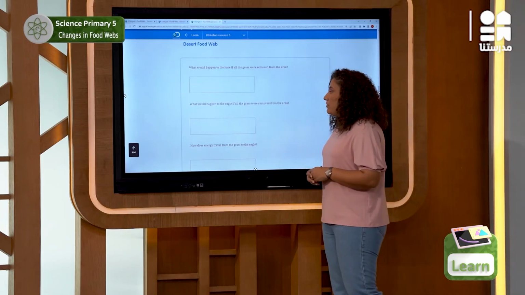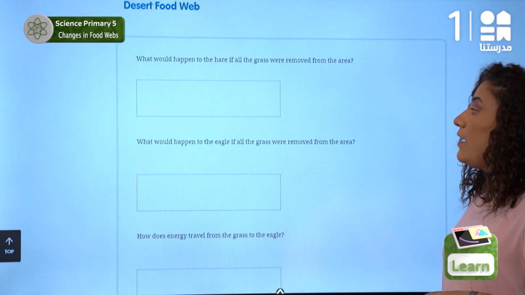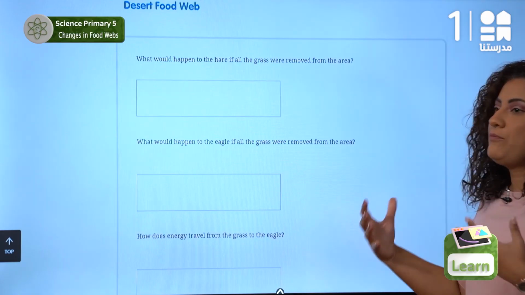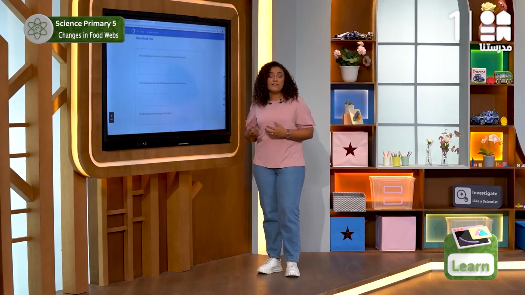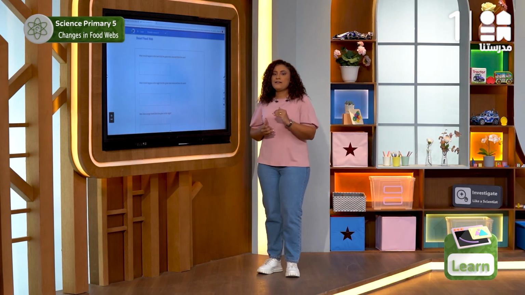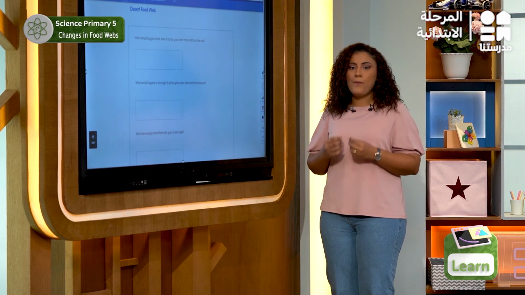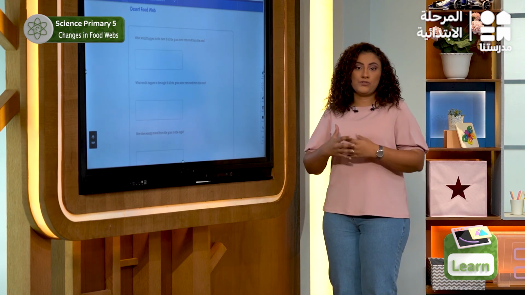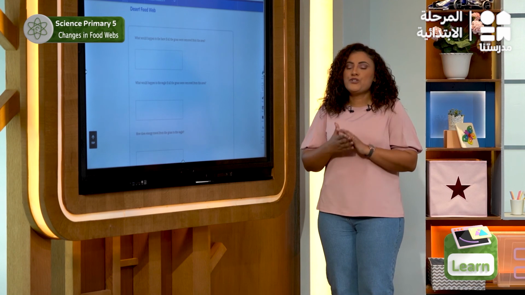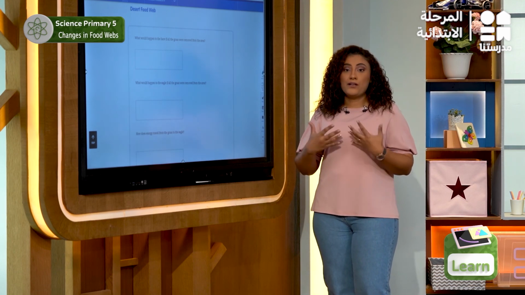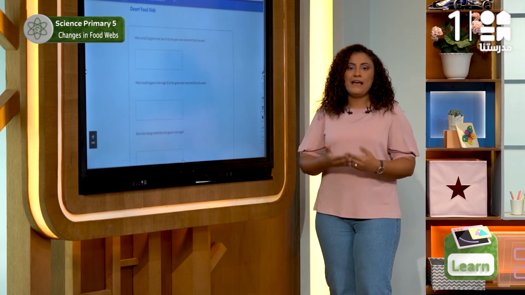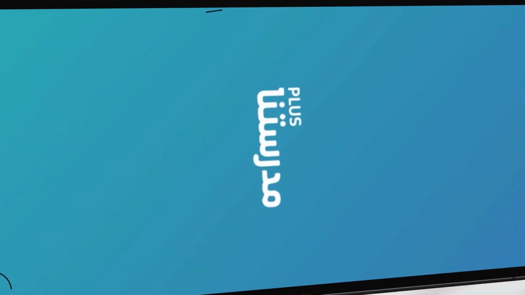Our second question, what would happen to the eagle if all the grass were removed from the area? If you think carefully at first, eagles may not be affected strongly. But when the amount of food reduces over time, they will surely be affected. We can also say that they will be affected indirectly.